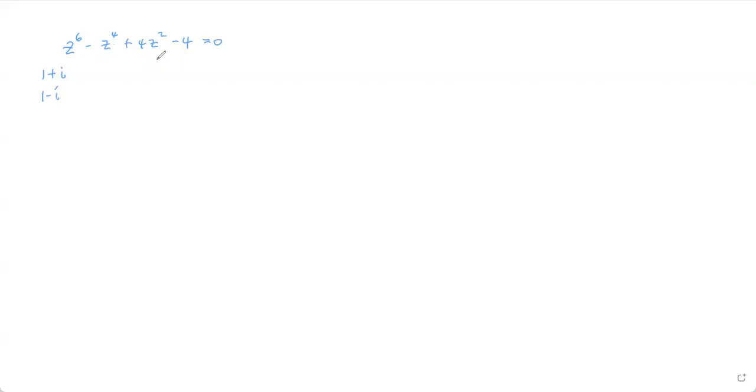Let's test whether this is an even function. If it's an even function, then f(-z) = f(z). Let's see if that is true, because if it's true, then this will be helpful information. So f(-z) would be (-z)^6 - (-z)^4 + 4(-z)^2 - 4.